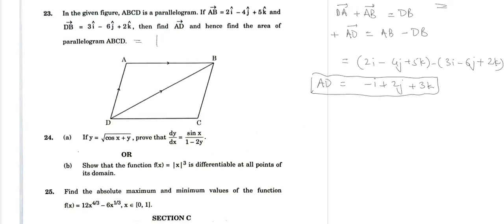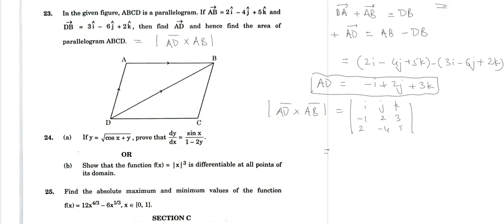Area of a parallelogram ABCD will be nothing but AD cross AB. AD cross AB you can do, BC cross DC you can do, so these things. So AD cross AB will be what? AD cross product AB, cross product of adjacent sides. So this will give us the determinant with I, J, K, and AD is -1, 2, 3, and AB is 2, -4, 5.